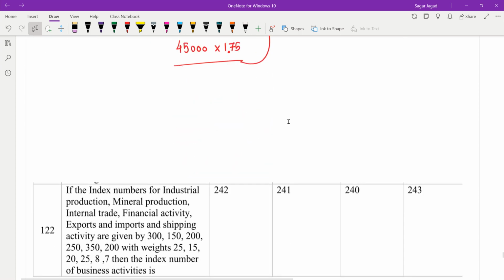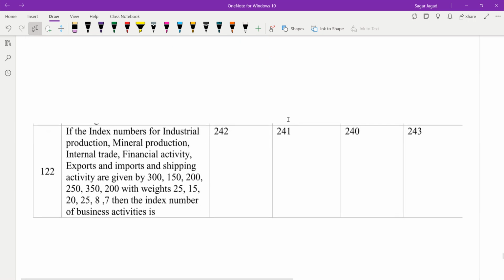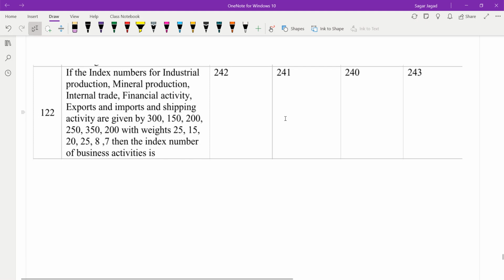Let's go for the next question. The index number for the industries has been given. There are some industries and they have given the weights. We are supposed to find out the index number. Read the question carefully. The index numbers for industrial production, mineral production, capital trade, financial activity, export, import, and shipping have been given with some weights. From the data itself, we should identify what they are asking us. We have to find out the index number, where some index numbers and the weights have been given.